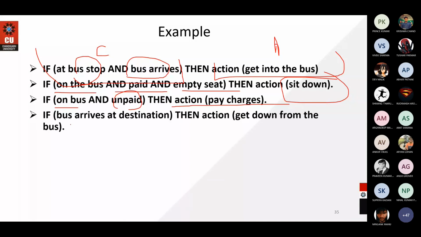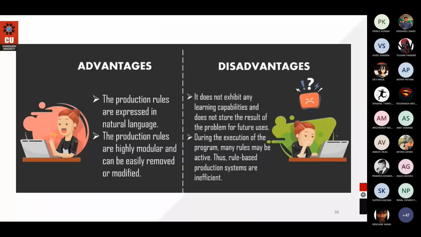And after that, if the bus arrives at the destination, now from the source point you have bought the ticket and done all the rules, and the bus has reached its destination, then you have to get down from the bus. Based on these production rules of knowledge representation, there are a few advantages and disadvantages. The production rules are expressed in natural language, but the system doesn't exhibit any learning capabilities and doesn't store the result of the problem for future uses.